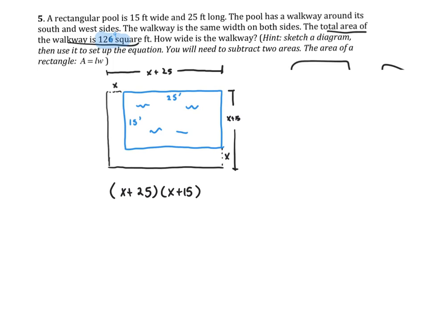Now, if we subtract the area of the pool, the 15 times 25, that's going to give me the L-shaped region. This L-shaped region, which we're told up here is 129 square feet. I need to change that. So there we go. Let's make that into 129 square feet.